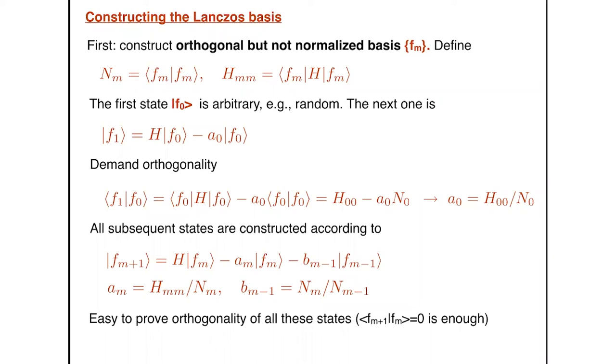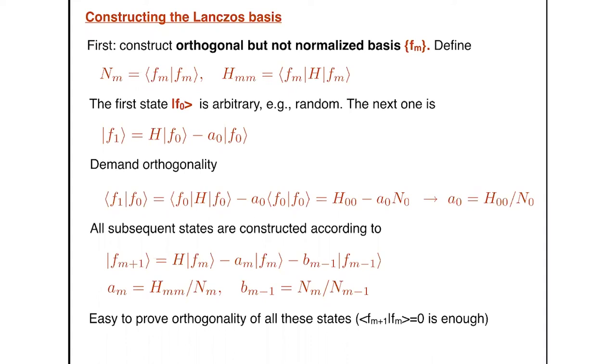Namely, if you have states up to m, 0, 1, 2, up to some m, then the F(m+1) state is constructed in the following way. Multiply H into Fm, subtract some fraction of that previous state, and subtract some fraction of the next previous state, the one previous to m, meaning m minus 1. And then you can check, just make sure that this one is orthogonal to all previous ones. It turns out that it will be as long as these coefficients are chosen in this way, which just depend on these numbers that you have stored at that point.